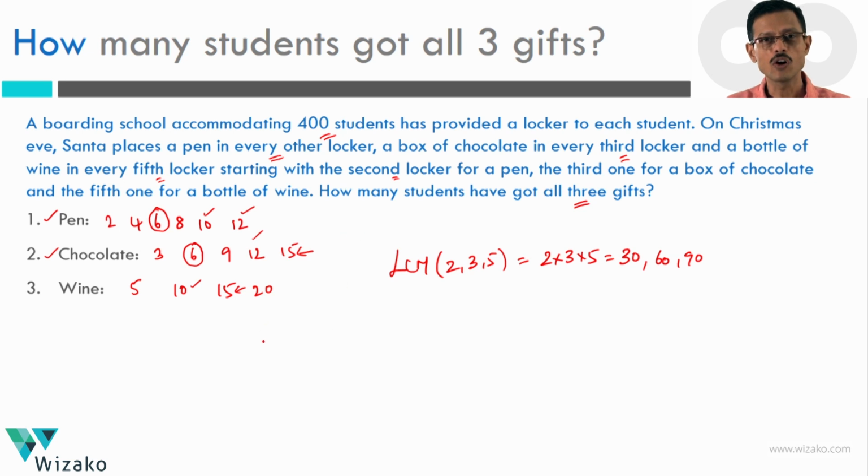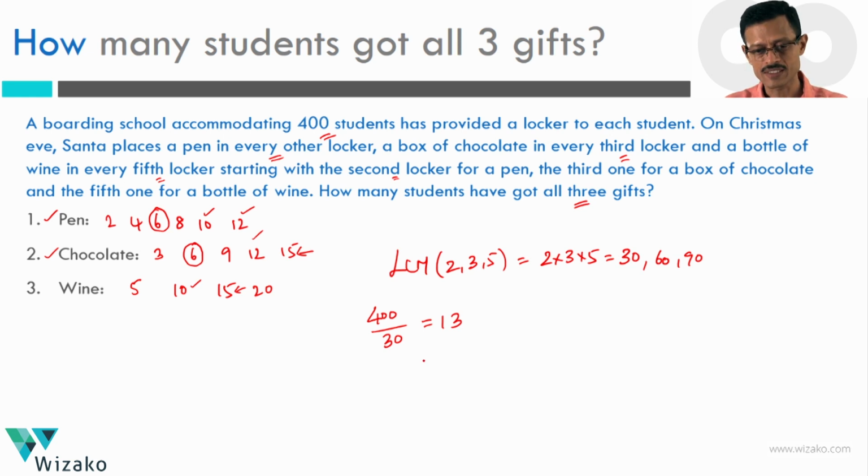We need to find out how many students have got all these 3 gifts. So how many lockers are there? 400 lockers. In 400, how many multiples of 30 will be there? Divide 400 by 30 and find out the quotient of this division. 400 by 30 is equal to 13. So 13 lockers or 13 students would have got all the 3 gifts. Right? So it's a pretty straightforward LCM question.